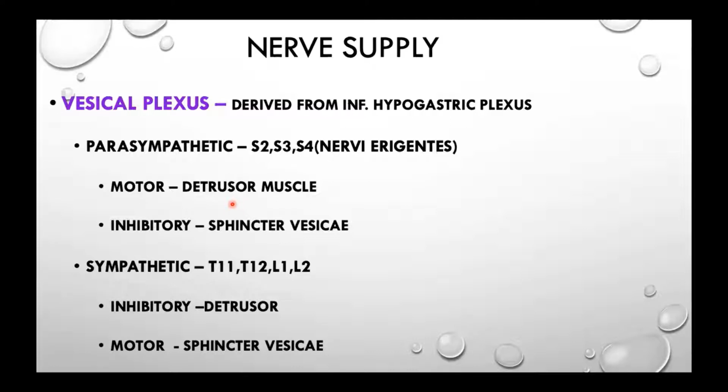But the external urethral sphincter is under the control of spinal nerves, that is S2, S3, S4, and they are voluntary. And the sympathetic innervation is inhibitory to the detrusor, so it helps the bladder to relax when the urine is inflowing, or urine is coming from the ureters or from the kidneys.